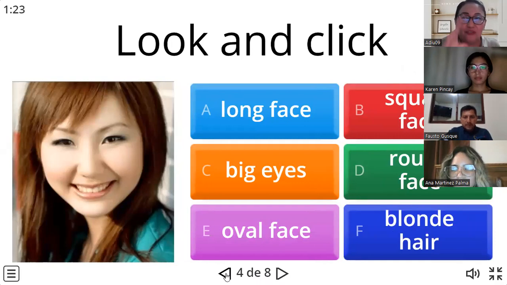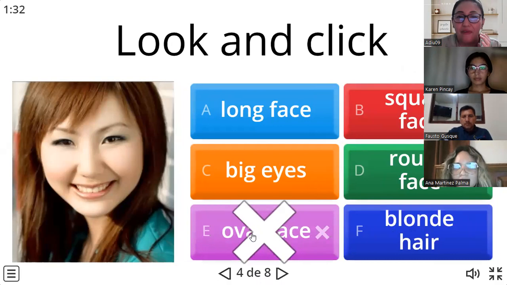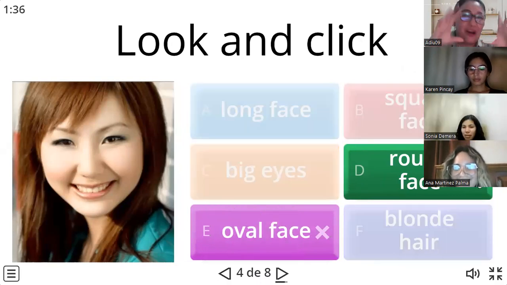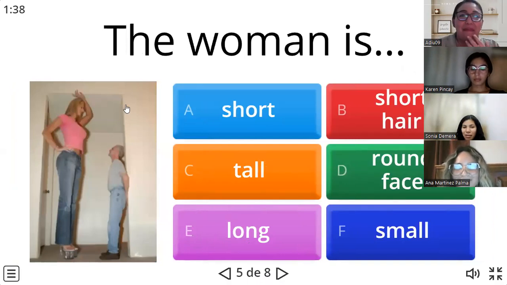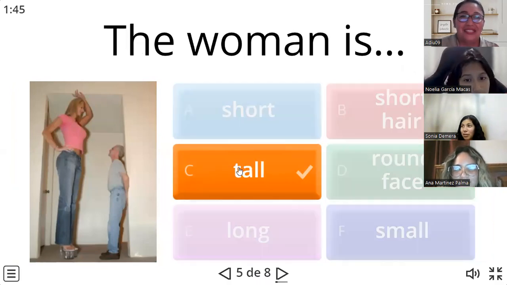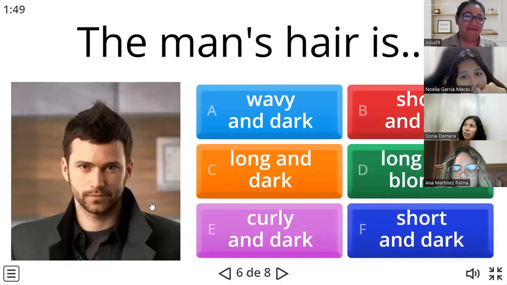Long face, square face. Square es como cuadrado, ¿no? Square face, big eyes, oval face. I think it's kind of oval. It's mostly round face. Como más redondita, right? Okay. What about this woman? Tall. Very tall, right? Okay, she's not short. What about this guy? The man's hair is, what do you think?